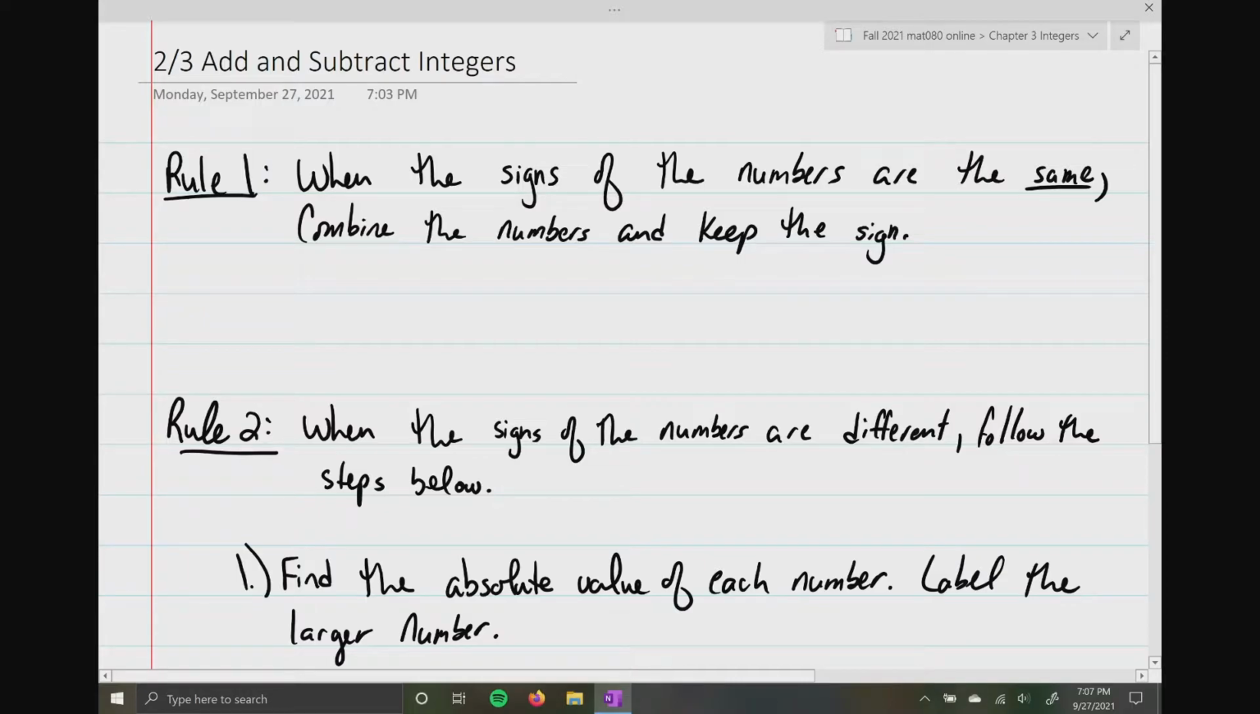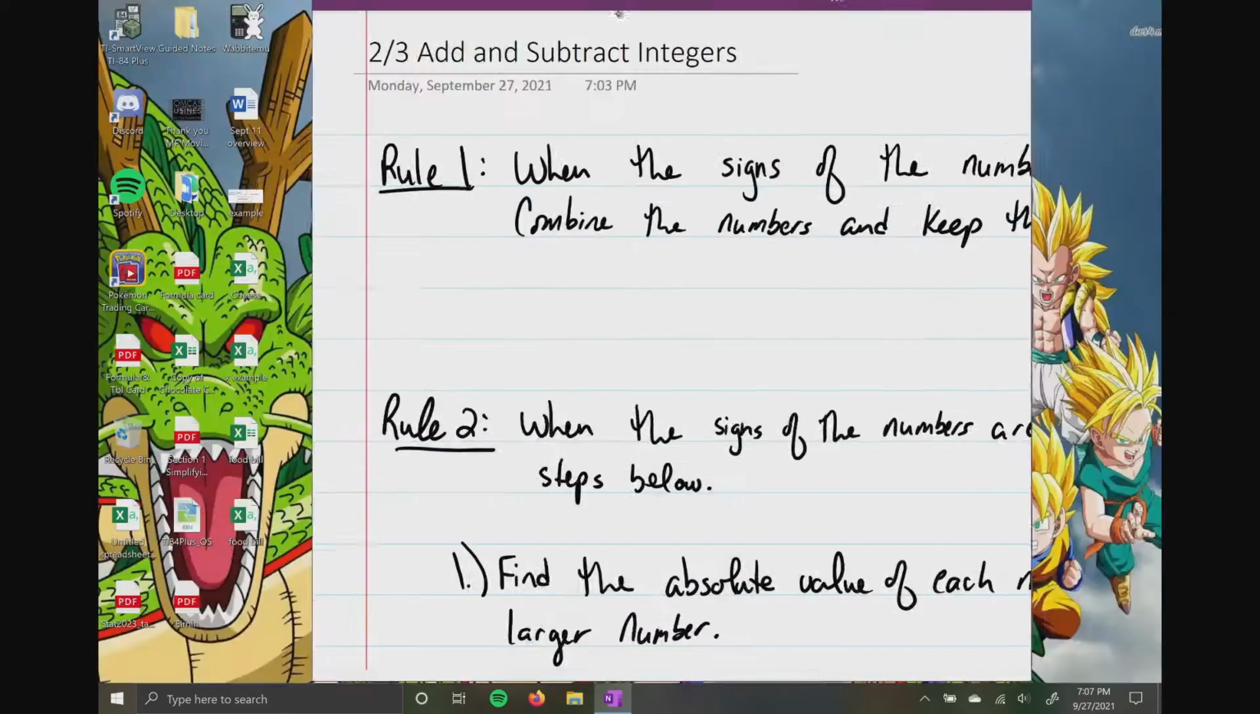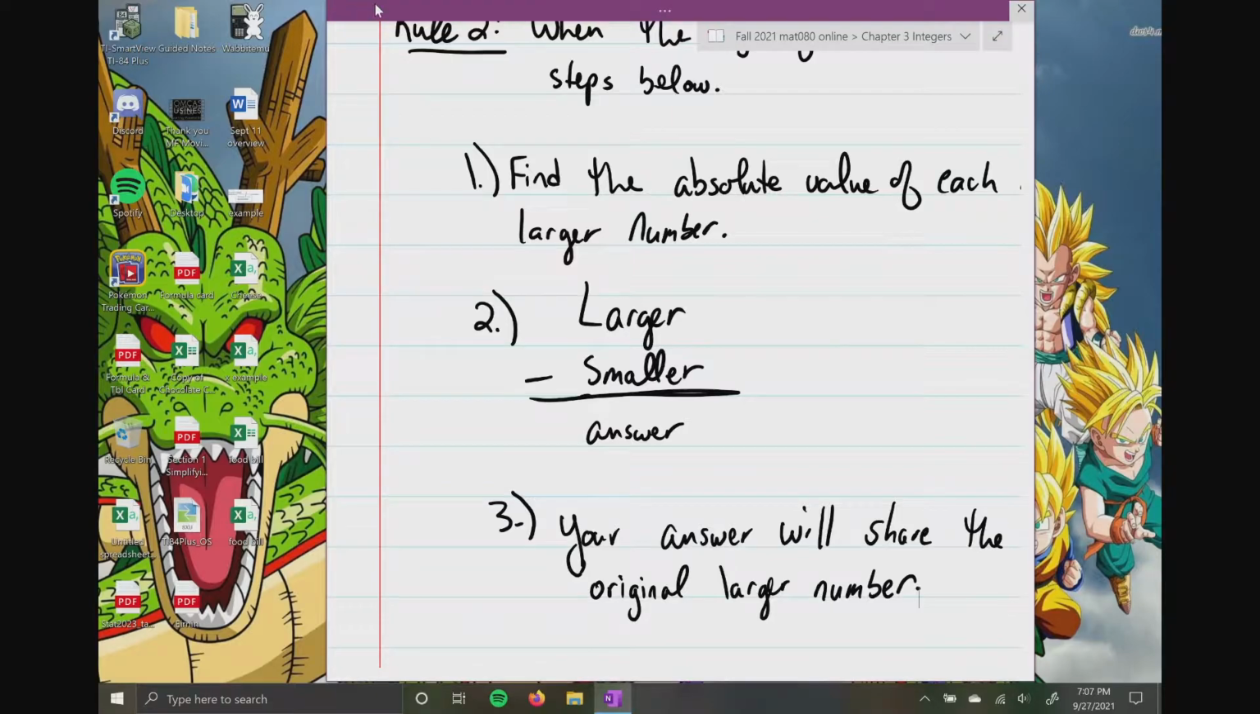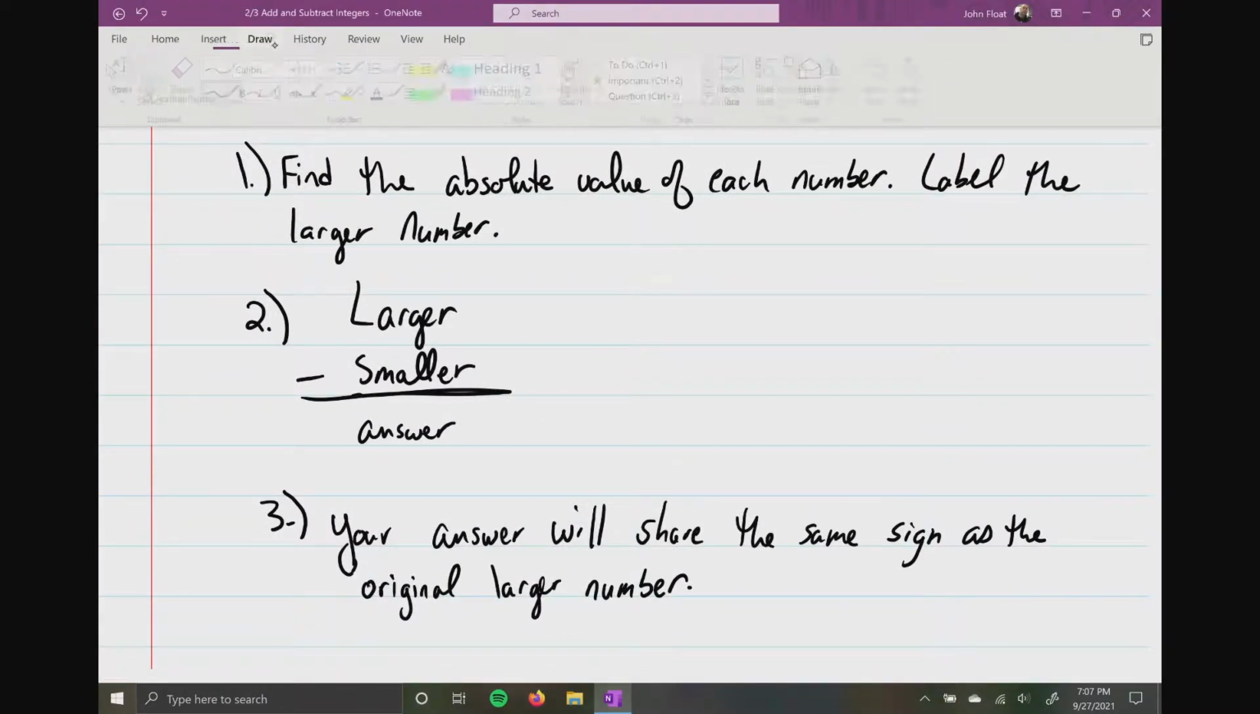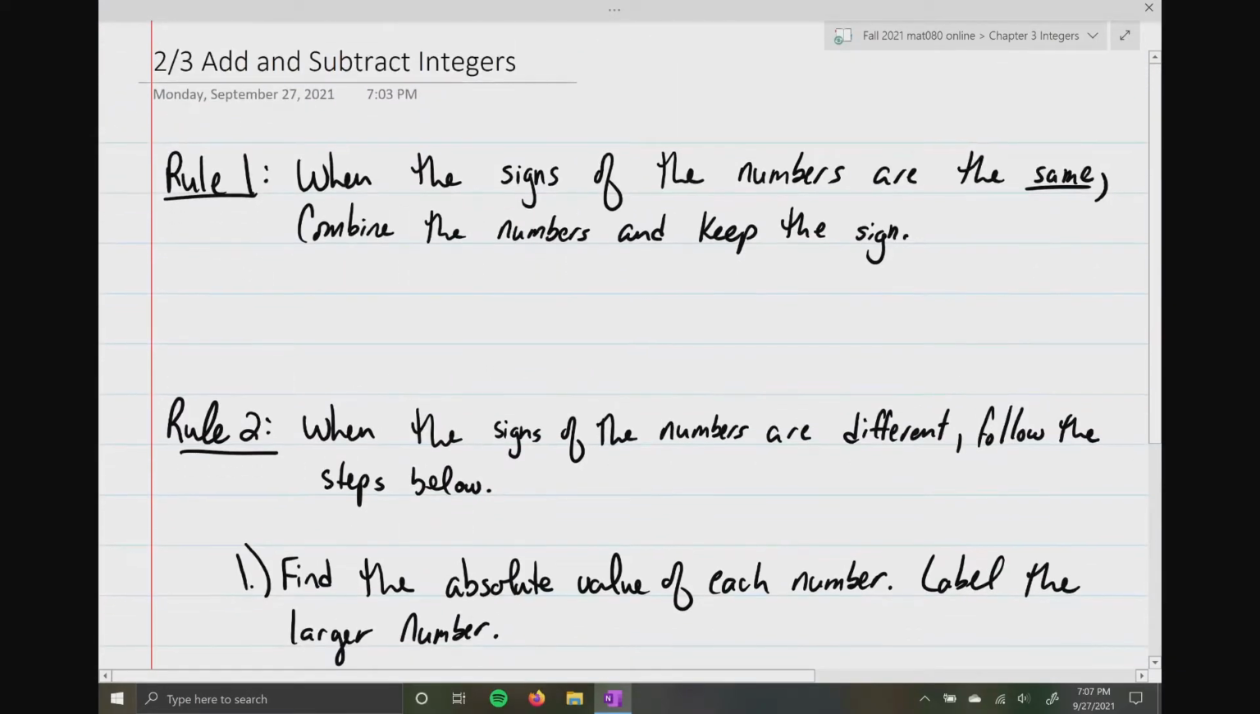Rule 1: when the signs of the numbers are the same, you're going to want to combine the numbers and keep the sign. Now, the reason why I wanted you to put a little space there is because I'm going to do a small little example here. Here's a little example. 1 plus 2, well, the signs are both positive, so you're going to combine the numbers and keep the sign. So 1 plus 2 is 3.